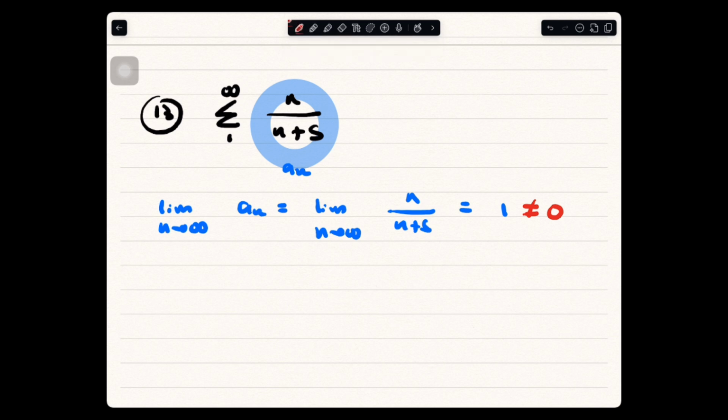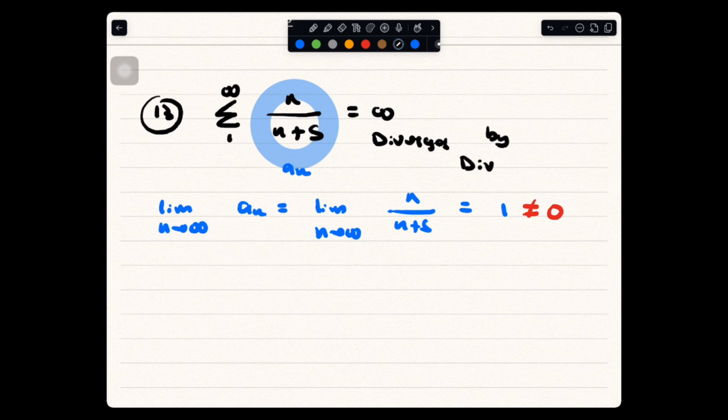What do we know? This diverges. And we could put something like this, equals infinity. That means diverges, and we'll say by the divergence test. How do we know this is 1? Same logic. Divide every term by what? N. That's the limit as n goes to infinity of 1 over 1 plus 5 over n, which equals 1.